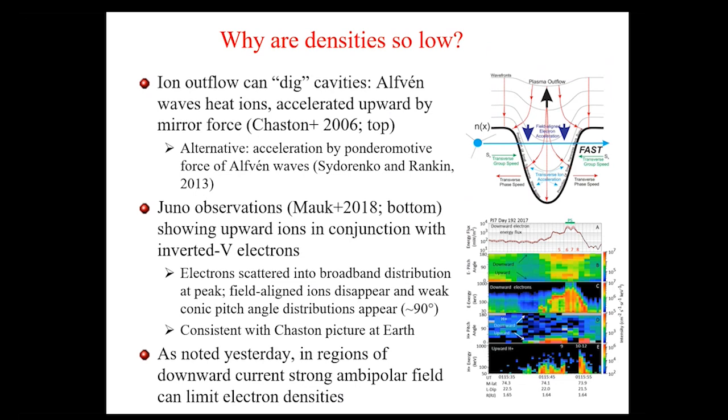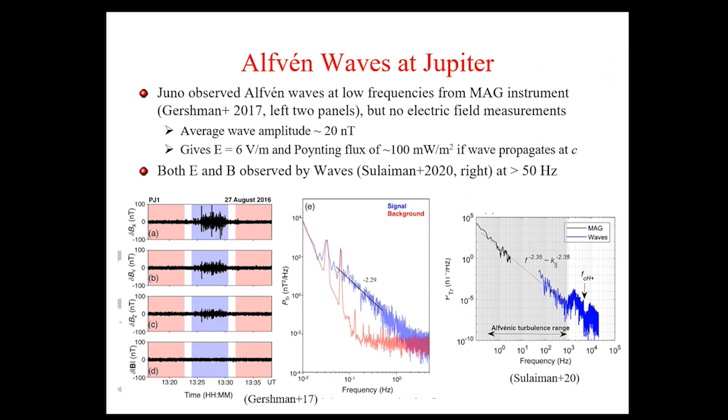And of course, the other point, as I mentioned yesterday, is that in regions of downward current, the ambipolar field can keep the densities low. So I have 2 minutes to talk about alphane waves.